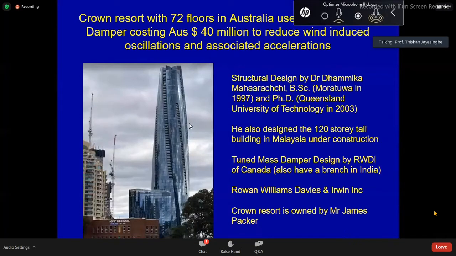Everywhere in the world, they always use very smooth facades, and building movement is a massive problem. And this particular building is called Crown Resort in Sydney, Australia, which was designed by a Sri Lankan engineer. It was designed by Dr. Dhammika Mahara. He did his BSc at Moratuwa in 1997.